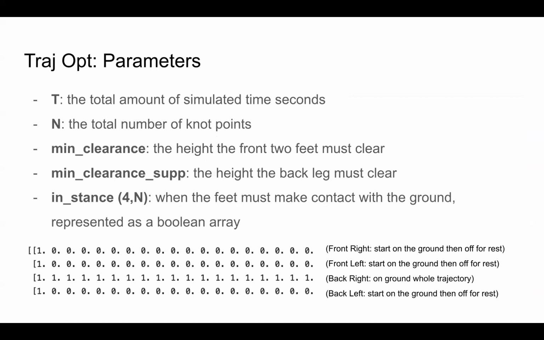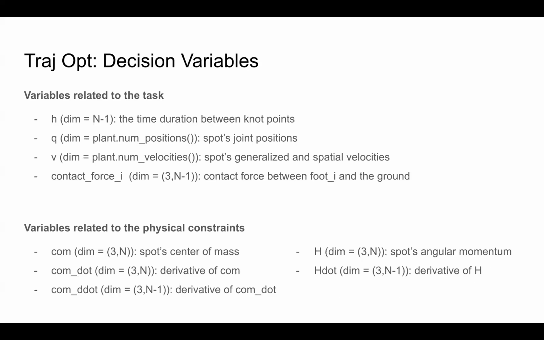So I'm going to walk through our trajectory optimization's parameters, decision variables, constraints, and objective. For the parameters, we use the total time, the number of knot points, and we also have the minimum clearance, which is the height the front 2 feet must clear, the minimum clearance of the supplementary leg and the back foot, and then also this vector that keeps track of when each foot must make contact with the ground, represented as a Boolean array. The constraints are implemented at the ones, not at the zeros.